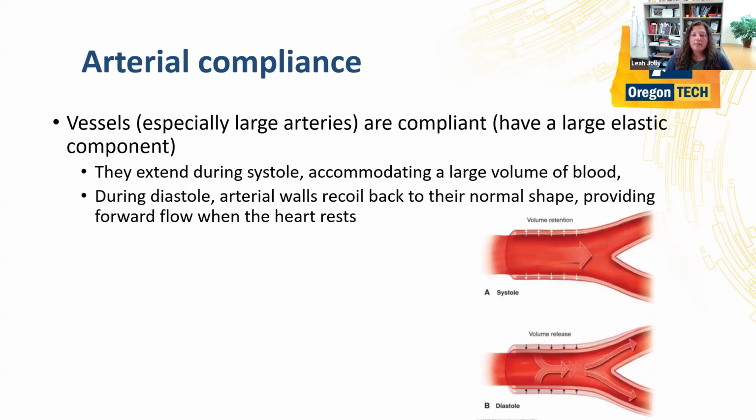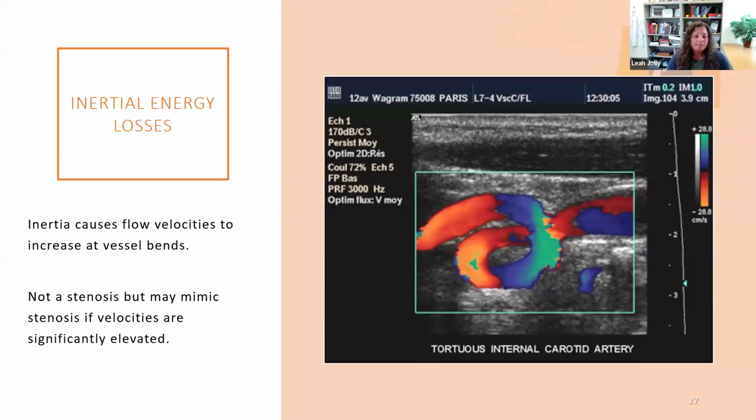Large arteries are extremely compliant and have a very elastic component because they have a large volume of blood going through them. So every time the heart beats, they expand quite a bit. As we get into the smaller vessels, we don't quite see that stretching as much because the blood is kind of spread out, not quite as much pressure going through them. During diastole, when the heart relaxes, the arterial walls recoil back to their normal shape. But because they do that, we still have forward flow even when the heart is resting. So we have a little bit of flow moving forward at all times as the body needs it.